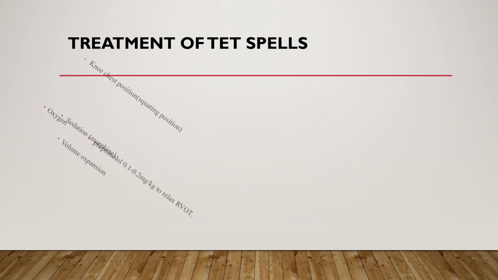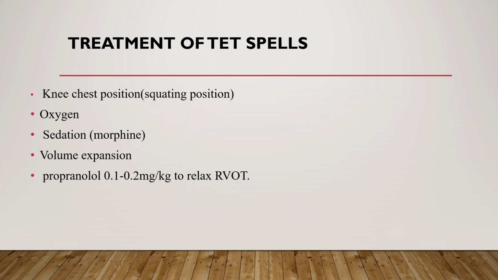Regarding treatment of a Tet spell, we have to put the patient in the knee-chest position or squatting position. This increases the systemic venous return. Also give oxygen administration, sedation, specifically with morphine, volume expansion with a small amount of fluid, such as 5 to 10 ml per kg, and administration of propranolol 0.1 to 0.2 mg per kg to relax the right ventricular outflow tract.